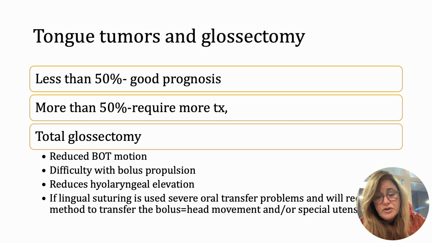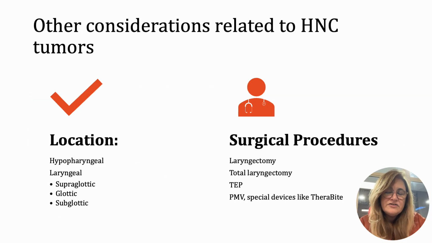Difficulty with bolus propulsion, reduced laryngeal excursion, suturing, depending on where the suture is, may result in problems for the management of the bolus and the transfer from the oral prep to the oral to the pharyngeal stage. So there's going to be very, very specific individual aspects of those surgeries that may result in you managing their symptoms in a different way.